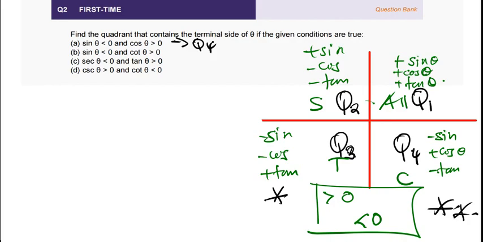Now look at the second one. Sine is less than 0, where sine is negative, so again it is here. And the fourth one: we're talking about where cot is greater than 0. Now cot is 1 over tan, so we're talking about tan greater than 0, where tan is positive. Tan is positive in the third quadrant, so this one is in the third quadrant.